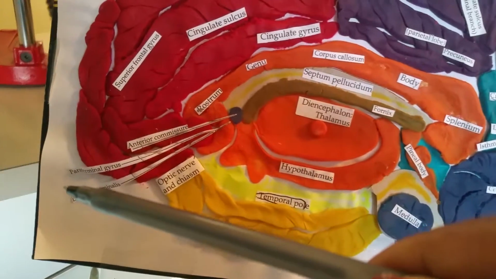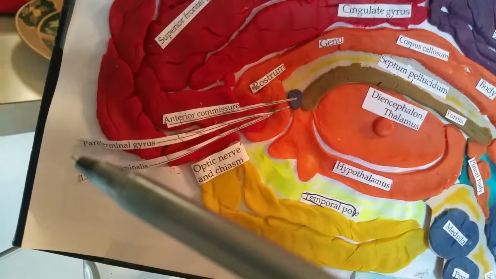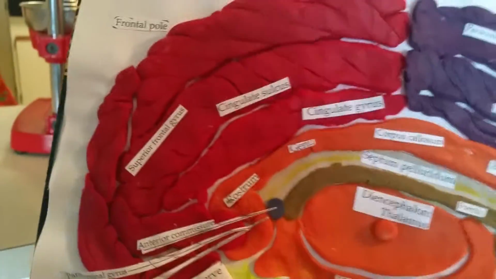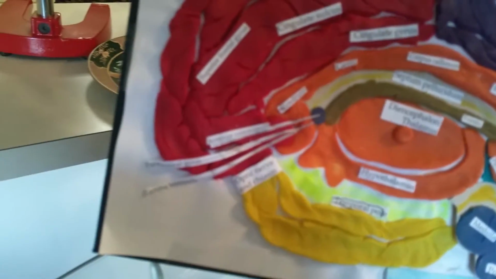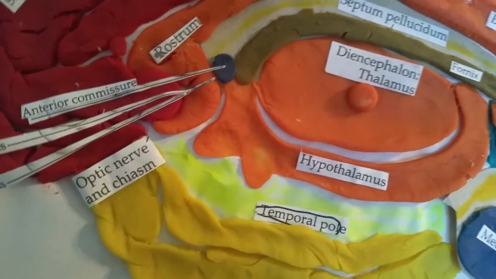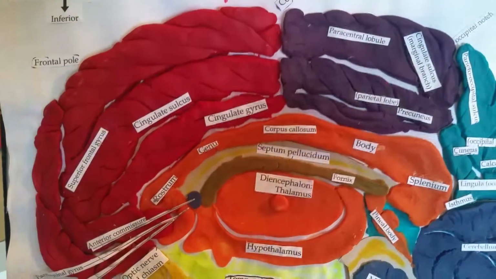And then here, let's see if you can see it. We've got the, I don't know if you can see that, paraterminal gyrus, and the lamina terminalis, kind of difficult to see, as well as the optic nerve and the chiasm.